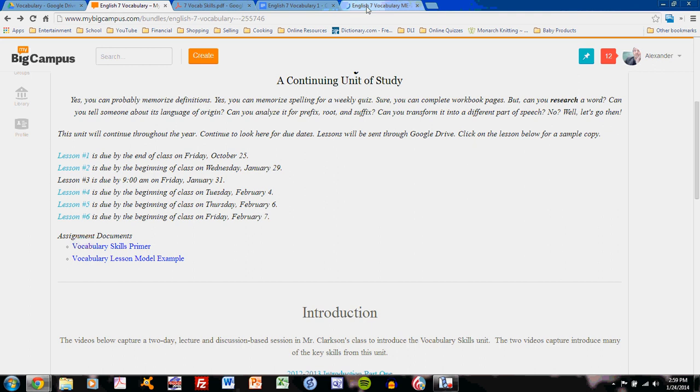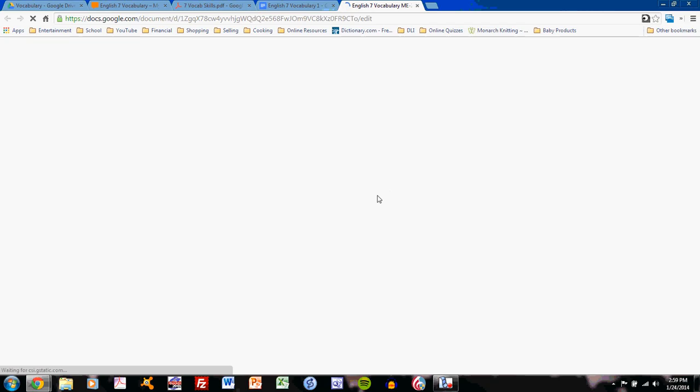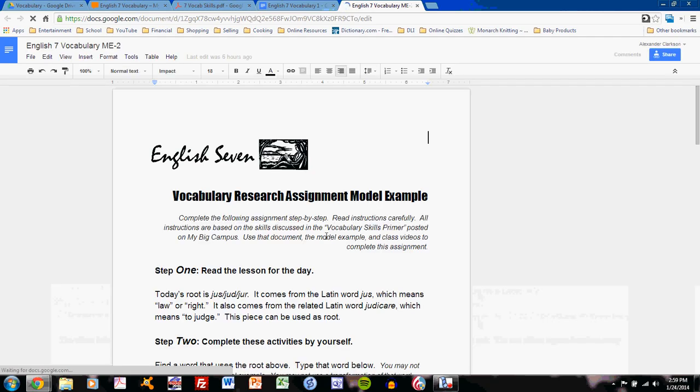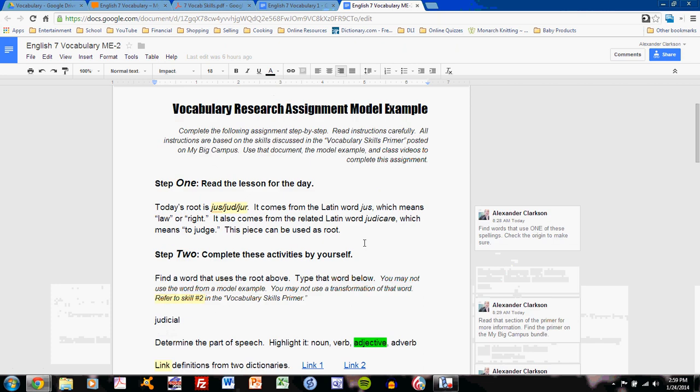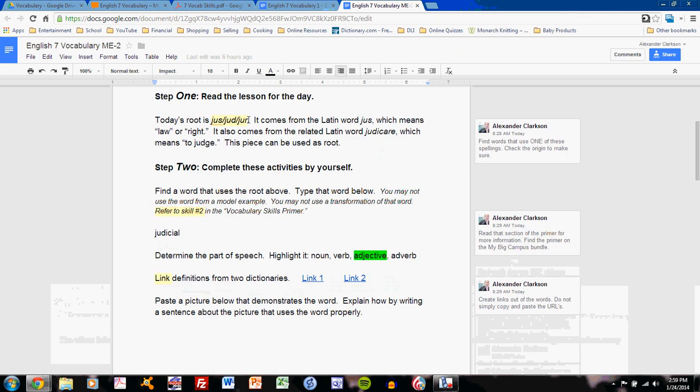The model example is an example of this document completed, and it will show how you might do this. Annotations along the side of the document will give you helpful direction and clarification. The lesson here is jus, jud, jur. Comes from the Latin word just, which means law or right. It also comes from a related Latin word judicare, which means to judge. This piece can be used as a root.